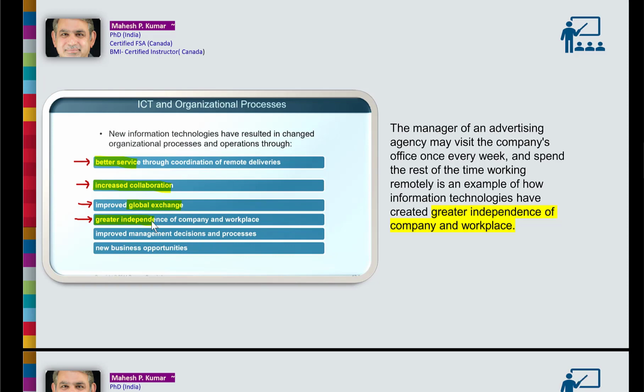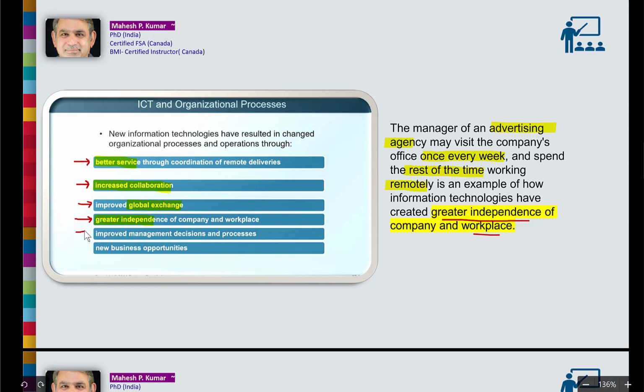Now, for example, there is a manager, like an advertising manager. This manager can visit the company maybe once a week or once in 2 weeks. And the rest of the time this person can spend in the field or working remotely, because this person is manager of an advertising agency and has to work with clients. So this is an example of greater independence of workplace, right? Because information systems and information technologies give you independence to work remotely.